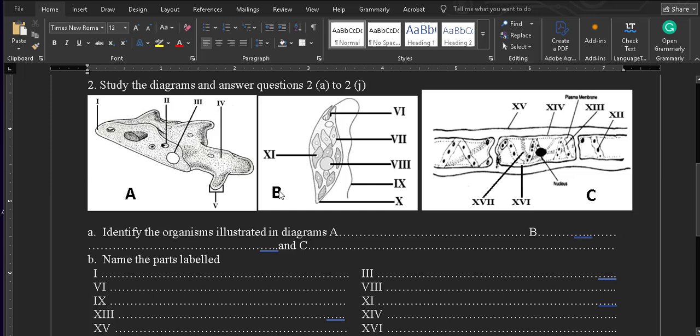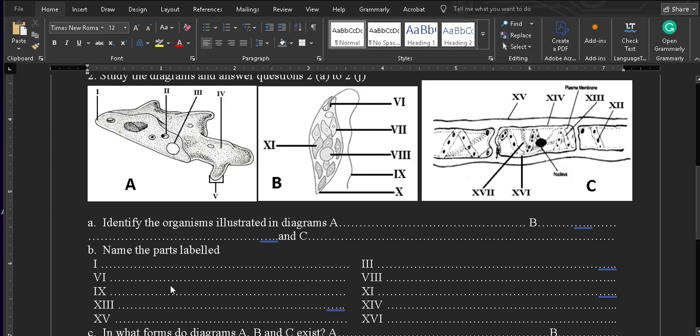And then looking at B is Euglena. Then C, looking at the fact that we have it in a filamentous form, thread-like with cells joined end to end. Then we have Spirogyra. Of course, we're also looking at the spiral chloroplast of it. That tells us that it's Spirogyra.